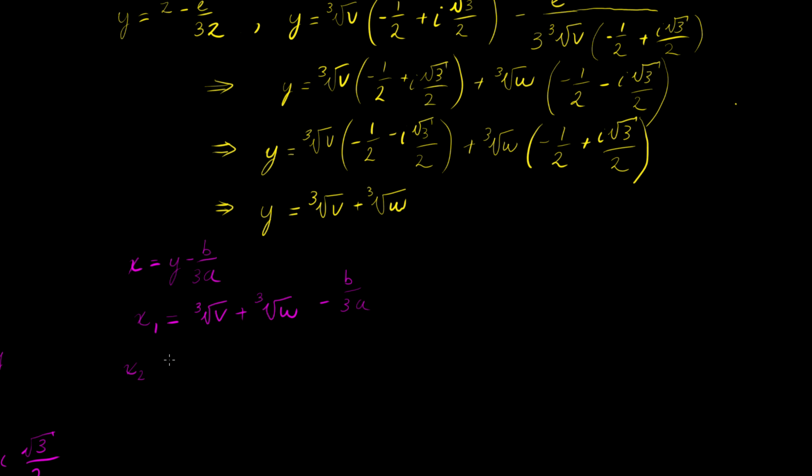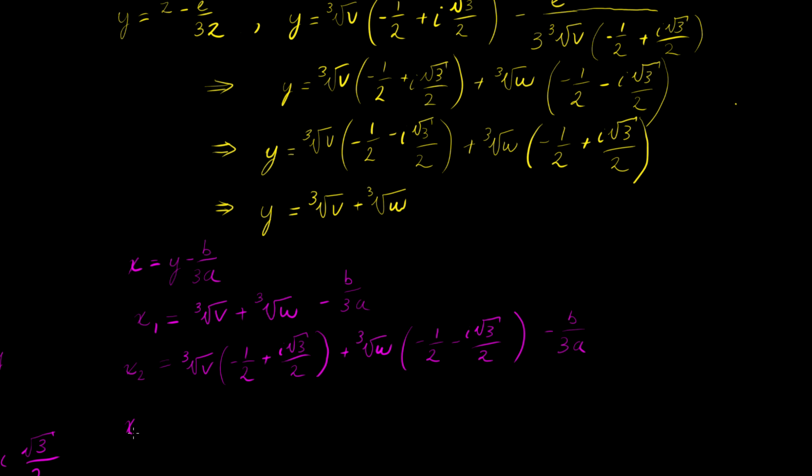Our second x value is just going to be this. So let me rewrite it. It's going to be the cube root of v times all of this business. So negative 1/2, so I'm going to write the plus version first, plus i roots of 3 over 2, plus the cube root of w times negative 1/2 minus i roots of 3 over 2. And then we have our minus b over 3a, we can't forget that. So that's our second root to any cubic equation.